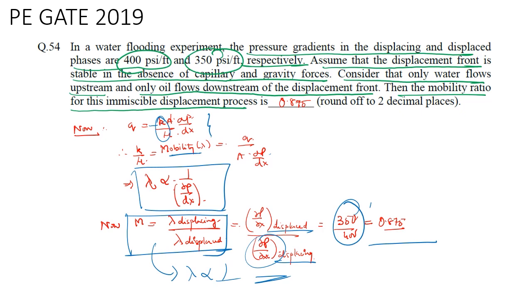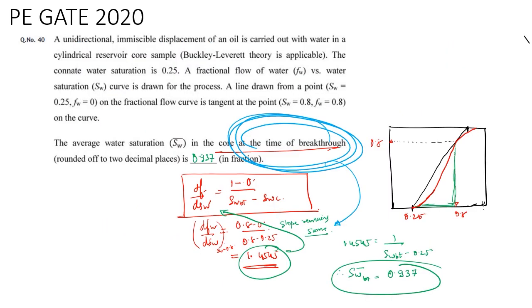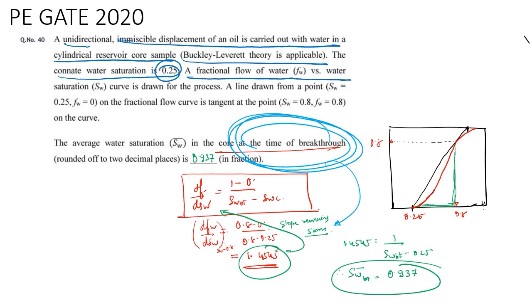Let's move further. This question was asked in GATE 2020. A unidirectional immiscible displacement of an oil is carried out with water in a cylindrical reservoir core sample. Buckley-Leverett theory is applicable. The corner water saturation is 0.25. A fractional flow of water, fw, versus saturation curve is drawn for the process. A line drawn from a point Sw equal to 0.25, fw equal to 0, on the fractional flow curve is tangent at the point Sw equal to 0.8 and fw equal to 0.8 on the curve.